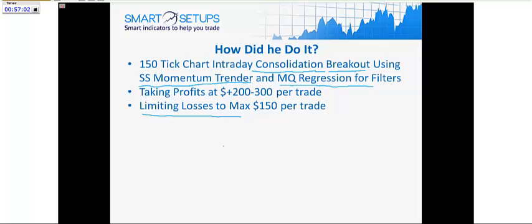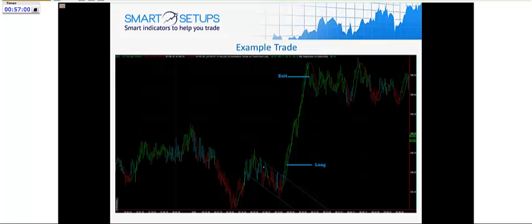All right. Now, what I mean by using confirmation of the two. So he would look for a pattern like this. This is crude oil on a 150 tick chart. You see how you came into consolidation here. So you have a descending channel in crude oil. So he's ignoring all this. He's looking for the consolidation pattern. So if the market's just moving, he's out of it. He's looking for a consolidation pattern.